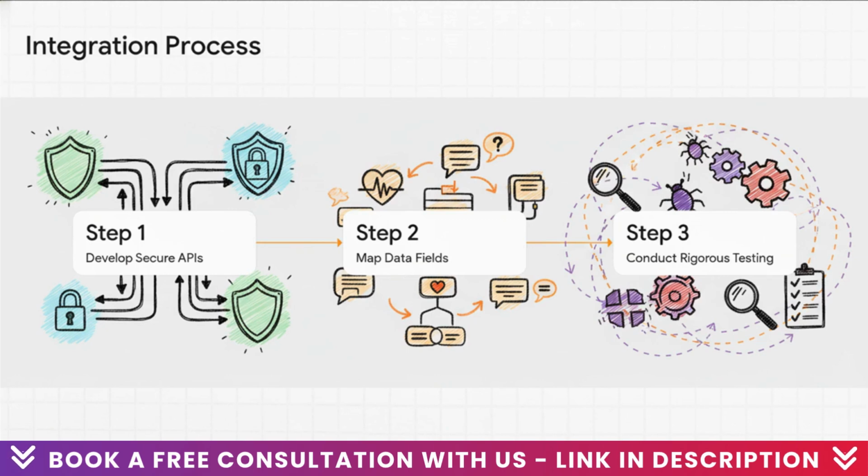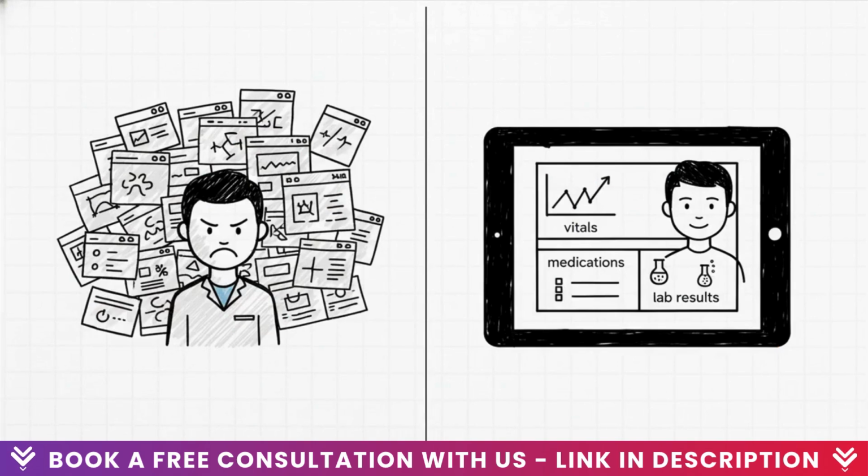For every single system you connect, you have to build secure APIs. You have to carefully map all the data fields, making sure blood pressure in one system actually connects to BP in another, and then you test and you test and you test some more to make sure that data is flowing perfectly.